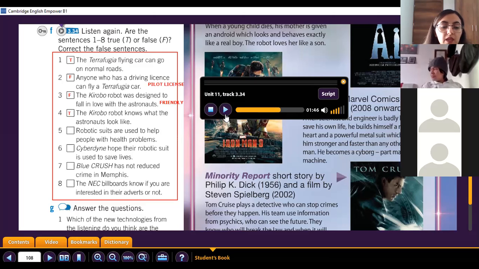Wow, let's see. Number 5, do you think it's true or false? It's true. These robotic suits are used to help people with health problems. Thank you so much, Jimmy, Patty, Kevin, Muffer. Thank you, guys. So it's true. Yes. Let's go to number 6. Cyberdyne hope their robotic suit is used to help or to save lives. True or false?